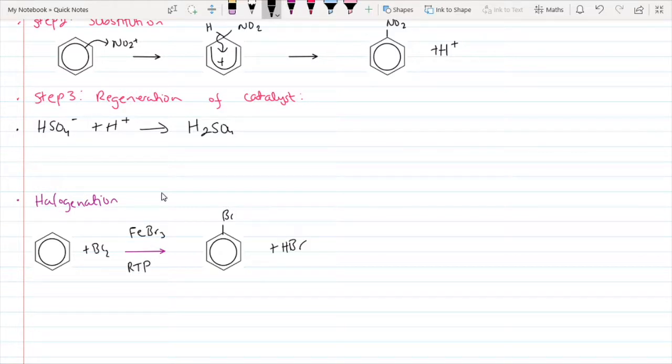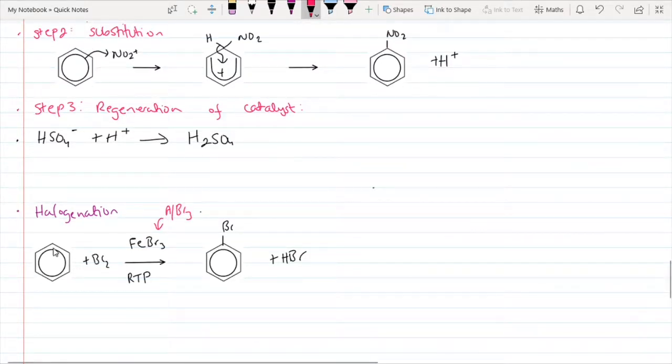Now again, focusing on the catalyst, because we are using bromine, we are using FeBr3. If it was chlorine, it would be FeCl3, or if it was iodine, it would be FeI3. However, instead of iron, you can also use aluminium, so we can also use the halogen carrier AlBr3. Both of them are acceptable. Because our benzene ring is so unreactive, our bromine molecule will require a halogen carrier.